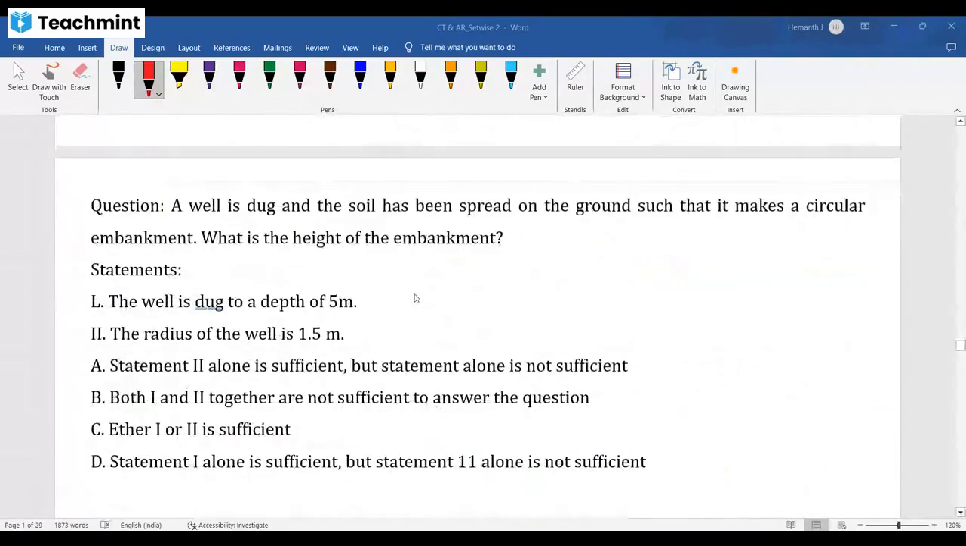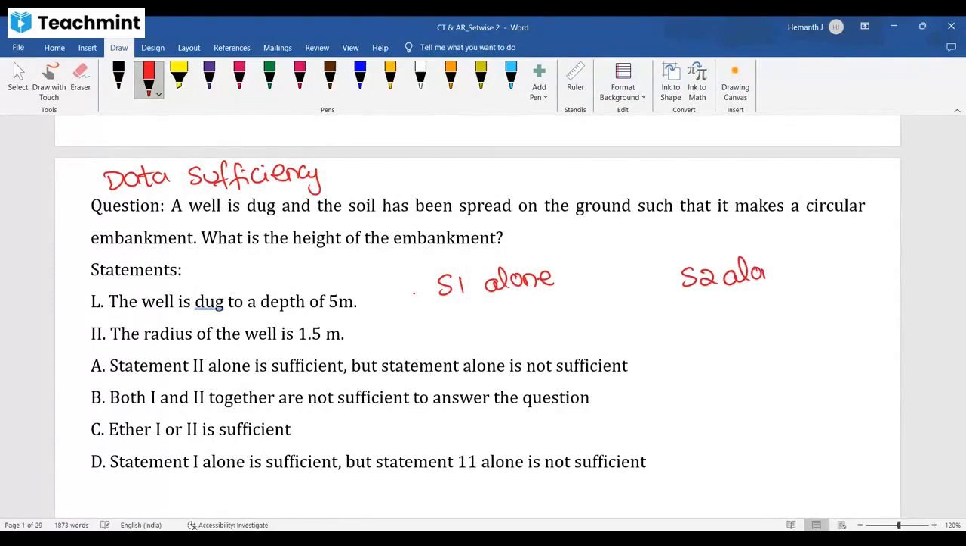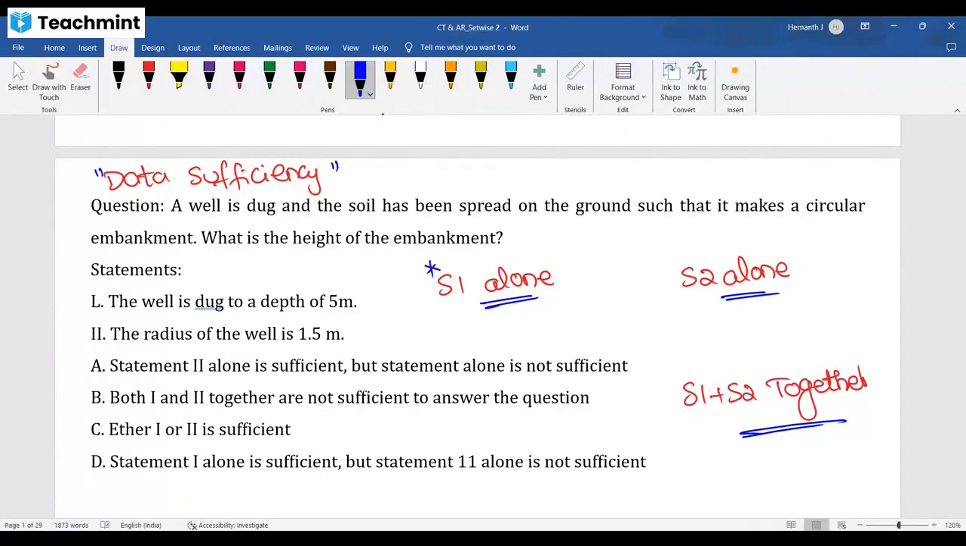See this data sufficiency. First, statement one alone, we have to try. Two alone, we have to try. If not possible, then only together. Then only go for together. We are going to discuss AR also. Yeah, what's the answer? These two are mandatory steps. You must do them. I'll wait for your answer.